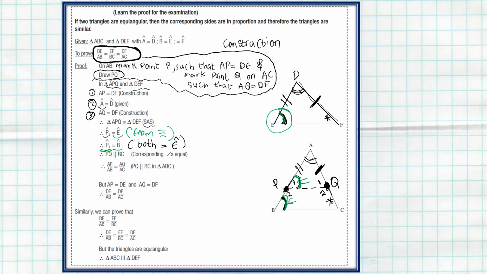So after doing that, look at something here. I want you to see this. I don't know if I can use a yellow color. Look at this. This angle is equal to this angle. What can you see? Corresponding angles are equal. Therefore, we can now deduce that PQ is parallel to BC, because corresponding angles are equal.